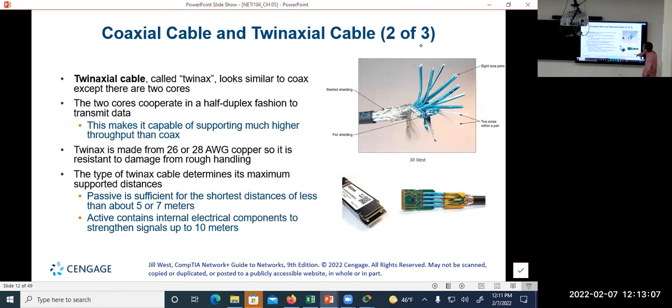Okay, so what is this one? This one is a twinaxial cable. I'm not really familiar with this one. Honestly, I never worked with it, but here is the definition, so you can look it up to see what's going on with it.